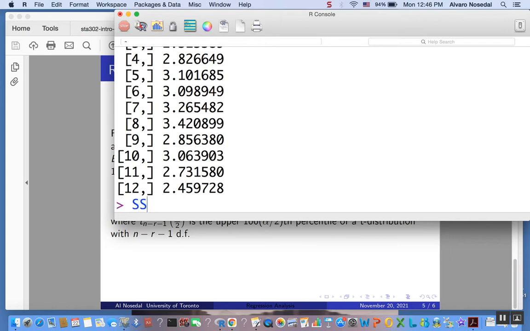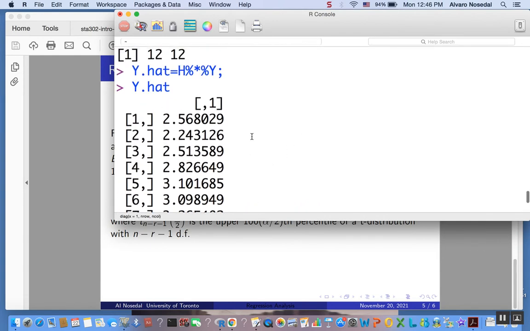So the sum of squares for the error we can find like this: the transpose of Y times the identity I minus H, right? You guys agree? And let me just remind you why.